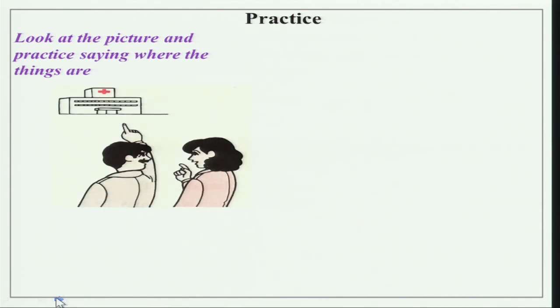Now we have a small practice exercise for you here. You have to practice with your partner. Look at the picture and practice saying where the things are. Well, the first picture is, you can see two people and this gentleman over here is pointing at something. It looks like a hospital over there. So, well, what does he have to say? It is, byoin wa asoko ni arimasu. Last time we had done, byoin wa asoko desu. Now, over here, exact location of the byoin is, the byoin is over there.